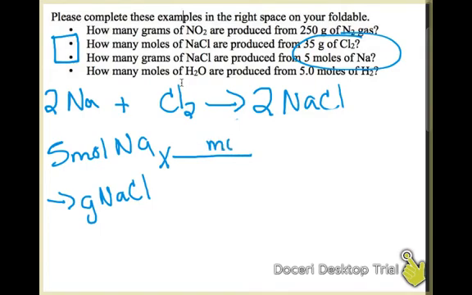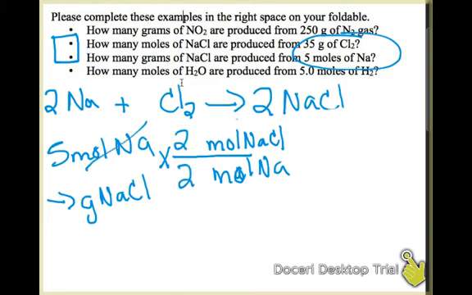We put the moles of what we want over the moles of what we have, and then we use our equation. So the coefficient in front of sodium chloride is a 2. Coefficient in front of sodium is a 2 as well. That unit cancels out that unit. Now we just need to go to grams.